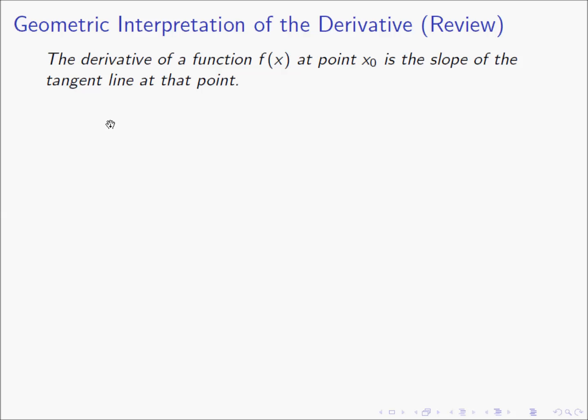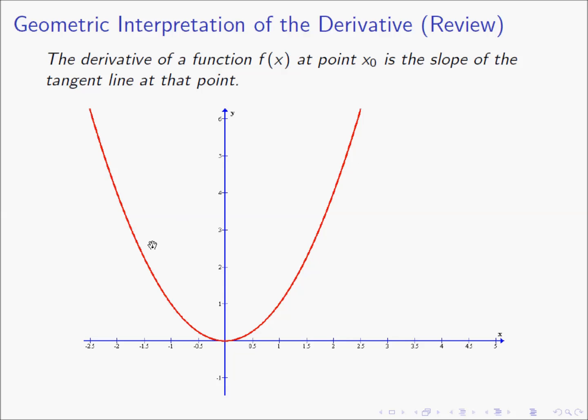Let's review what we saw yesterday. We talked about the geometric interpretation of the derivative, and the conclusion we arrived at was that the derivative of a function f of x at point x0 is the slope of the tangent line at that point. That is, if you have the graph of a function like this one, and you fix a point on the graph, and you take the tangent line to the function at that point, then the derivative of the function at this point equals, by definition, the slope of this purple line here, this tangent line.